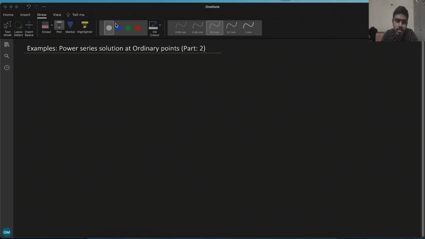In the last class we took a second order differential equation and found the series solution at an ordinary point. In this class we will do a similar thing: we will write down a differential equation and try to find a series solution at some ordinary point. So this is example 2.